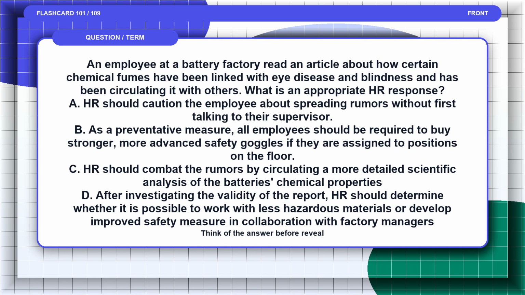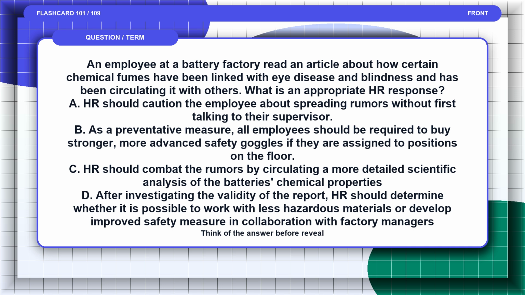Flashcard 101. An employee at a battery factory read an article about how certain chemical fumes have been linked with eye disease and blindness and has been circulating it with others. What is an appropriate HR response? A, HR should caution the employee about spreading rumors without first talking to their supervisor. B, as a preventative measure, all employees should be required to buy stronger, more advanced safety goggles if they are assigned to positions on the floor.